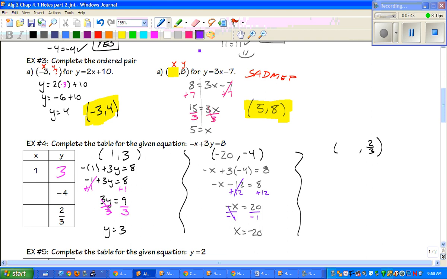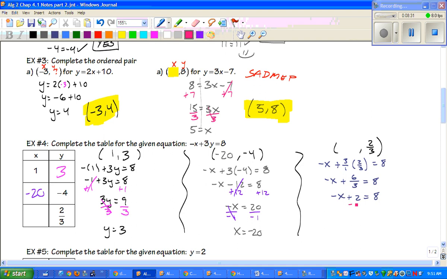So negative 20 goes up here and over there. Okay, and now plugging in for 2/3. That's a y, so negative x plus 3 times 2/3 equals 8. And remember that that 3 right here, if we rewrite it, it's 3 over 1. So negative x plus, multiply the numerators, you get 6. The denominators, you get 3. And that reduces to 2.